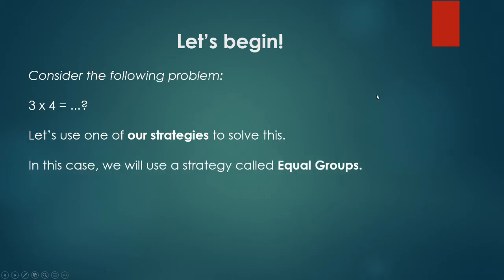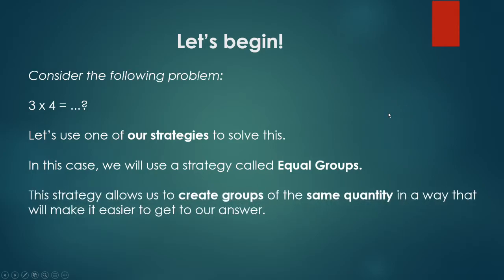In this case, we will use a strategy called equal groups. This strategy basically allows us to create groups of the same quantity in a way that will make it easier to get our answer, and it will allow you to see it visually, so it'll make a little bit more sense.